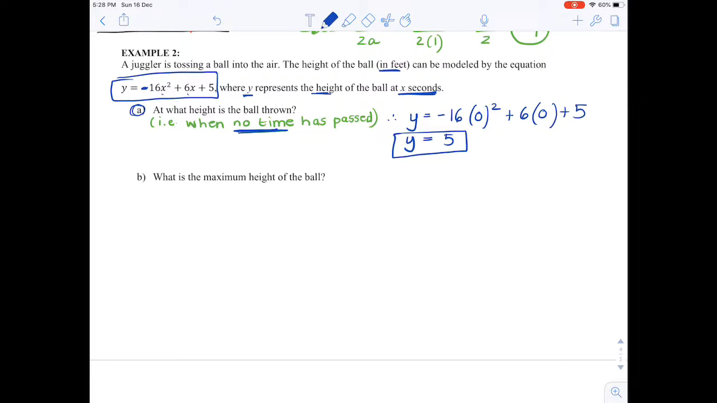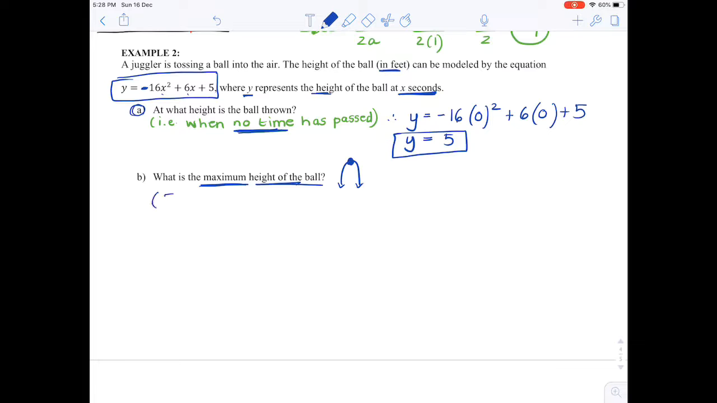Then the second question wants to know, what is the maximum height of the ball? Now listen to that word. That's the language we've been looking at this lesson. Maximum is the turning point of this parabola. Think in reality, somebody throwing a ball up in the air: whatever goes up must come down. So this is going to be a downwards facing parabola. We know it's going to look something like this, and this question is asking you to find this point here. What is the maximum height?